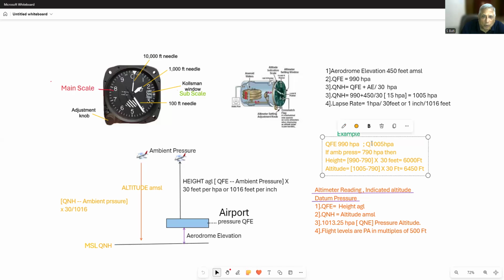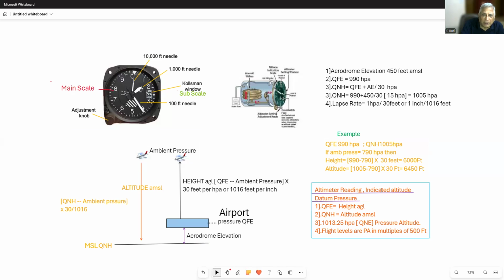And I calculated that my QNH is 1005 hectopascals. Then what will happen when I reach this place, if the ambient pressure is 790 outside? If I set the QFE, my altimeter will read 990 minus 790 into 30, 6,000 feet, and it will be called aircraft height. If I have set QNH, then it will read 1005 minus 790 into 30, 6,450 feet, and that is called my altitude.